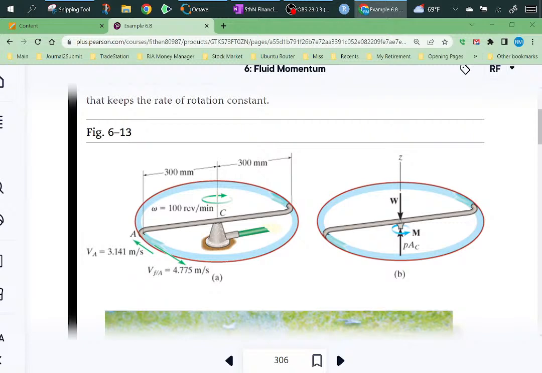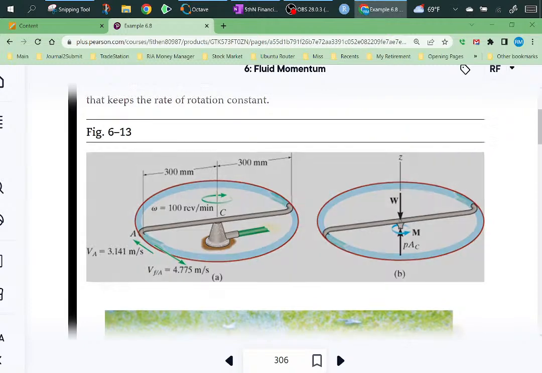Okay, so he has made the water bottle squirt directly tangent to the path. So what he's done is he's made it squirt directly tangent here. He has no u_r component. He only has this component. So he can add them directly together.